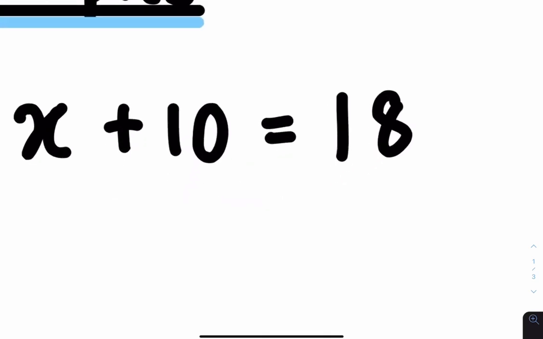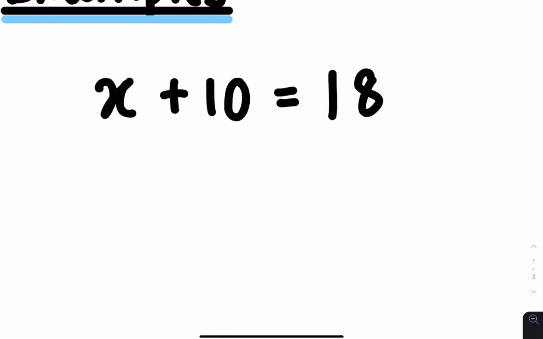Here we have x plus 10 equals 18. Remember I told you that the x represents the unknown that we're trying to solve for. So essentially this equation is saying what number plus 10 equals 18. When it comes to solving equations in general, the one thing you need to remember is that when you move anything over the equal sign, the opposite happens to it. And it will make more sense when I go through this example.